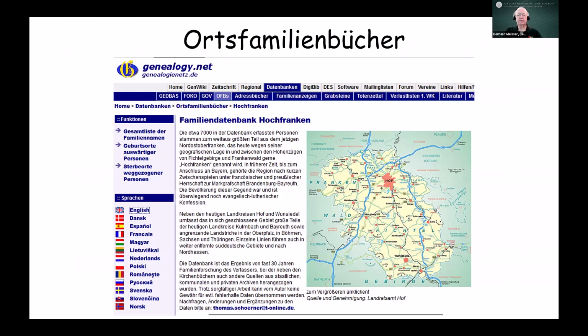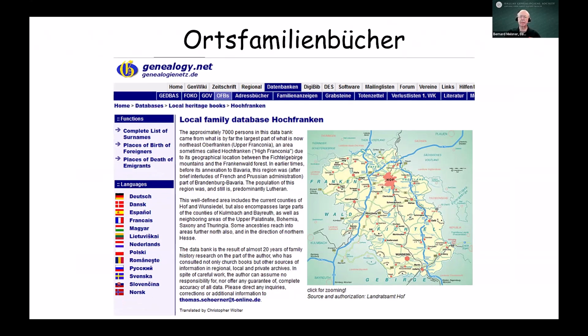This is a Familien data bank for Hochfranken, High-Franken. And of course, the description is in German. But if you look there on the left, you can pick your language. So I pick English, and it'll tell me a bit about the book. It says there's about 7,000 people in the book, which is northeast. It's now Upper Franconia.